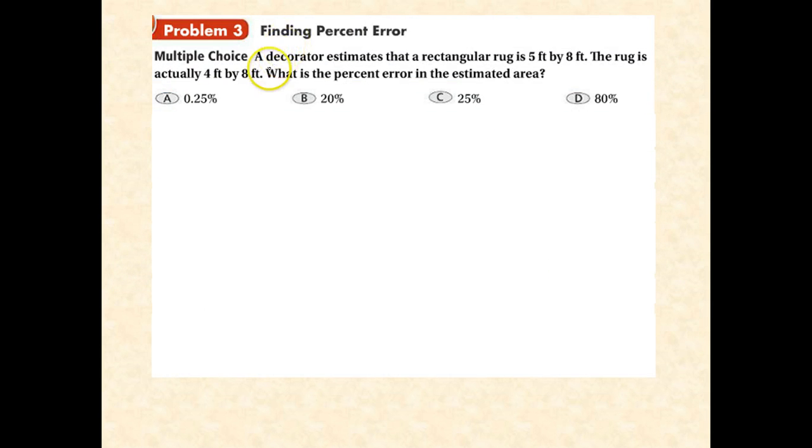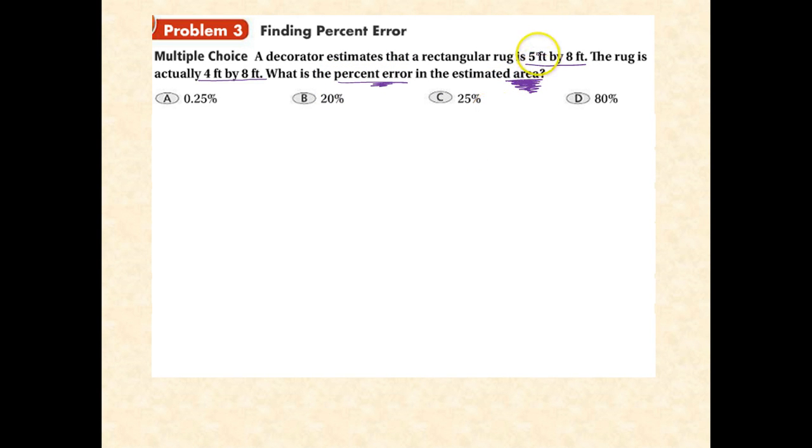So, a decorator estimates that a rectangular rug is 5 feet by 8 feet. The rug is actually 4 feet by 8 feet. What is the percent error in the estimated area? Percent error in the area of the rug.